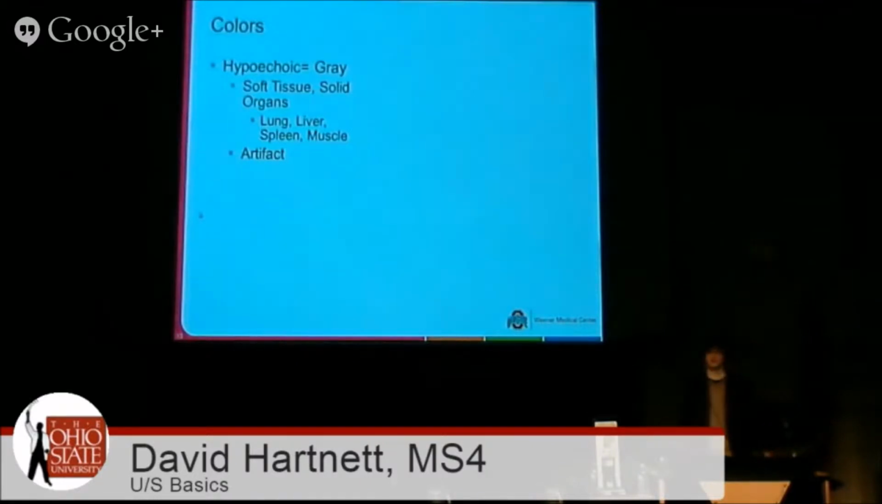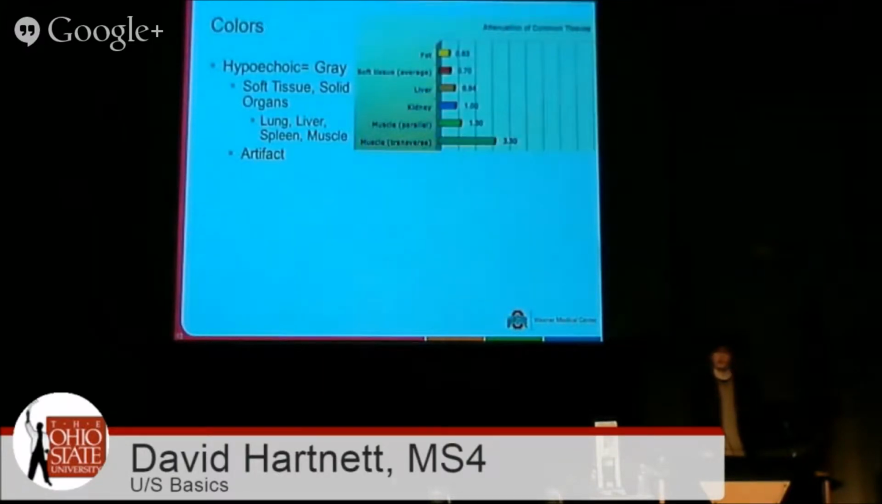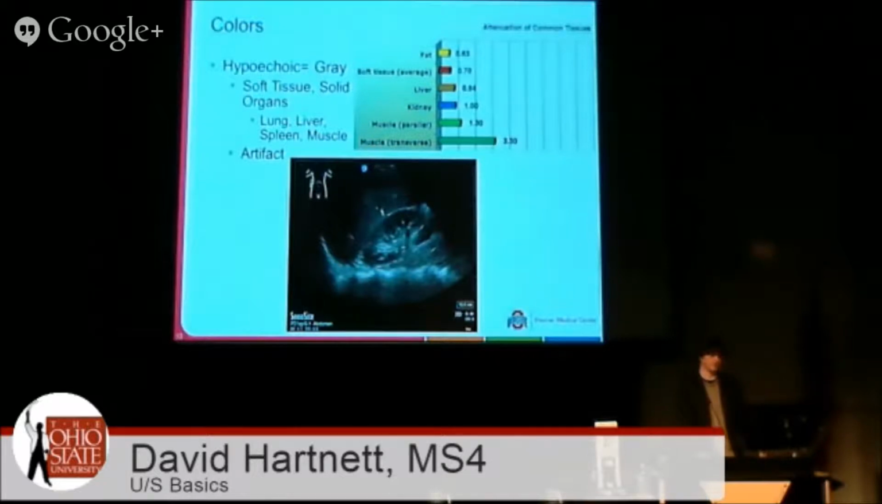The next color is a simple gray. Hypoechoic. So some echoes are coming back, but not all. Hypoechoic. All the soft tissues and solid organs are going to have various degrees of hypoechogenicity and send back a certain signal. And if you remember again, the attenuation coefficient is different for all of these tissues. They're all going to have a different appearance to them.